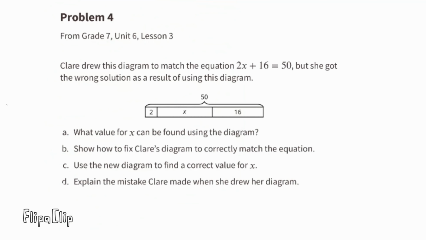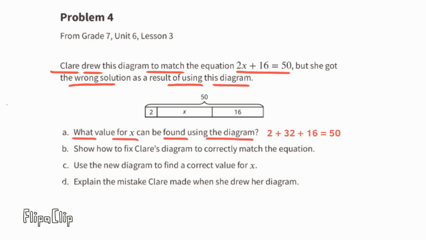Problem number 4 from 7th grade, Unit 6, Lesson 3. Claire drew this diagram to match the equation 2x plus 16 equals 50, but she got the wrong solution as a result of using this diagram. A. What value for x can be found using the diagram? This diagram shows 2 plus x plus 16 equals 50. And x must equal 32 to make this true, because 2 plus 32 plus 16 equals 50.